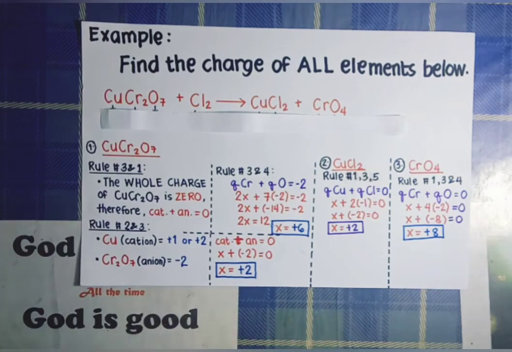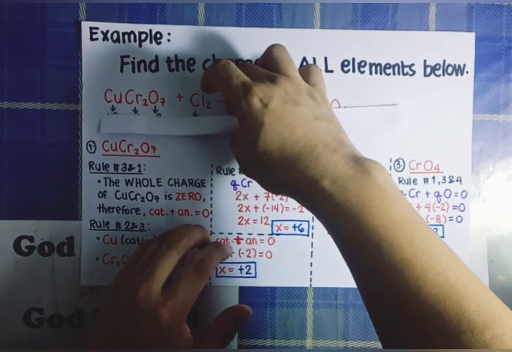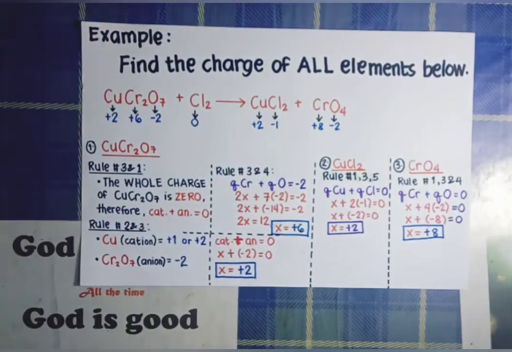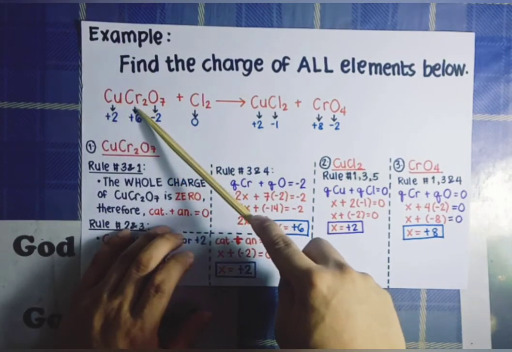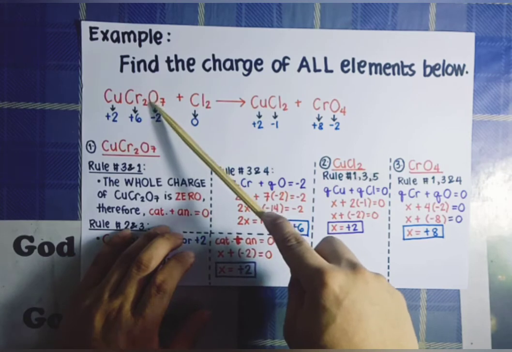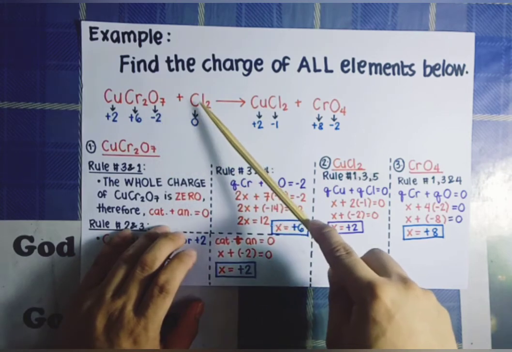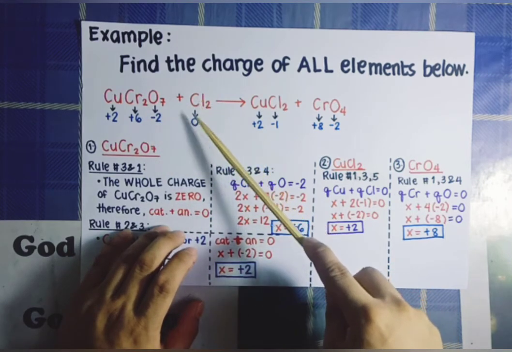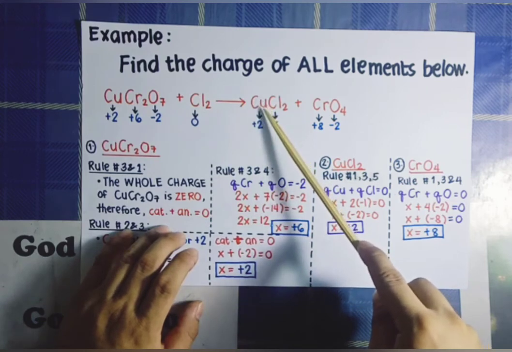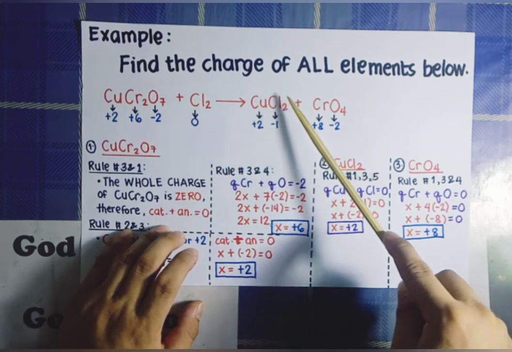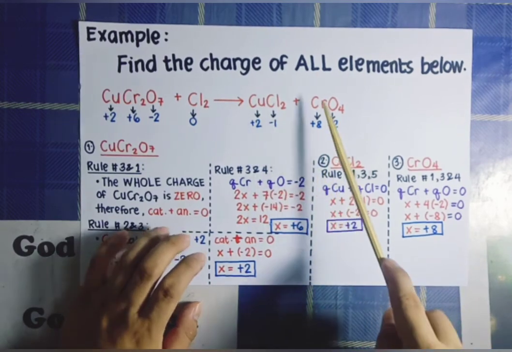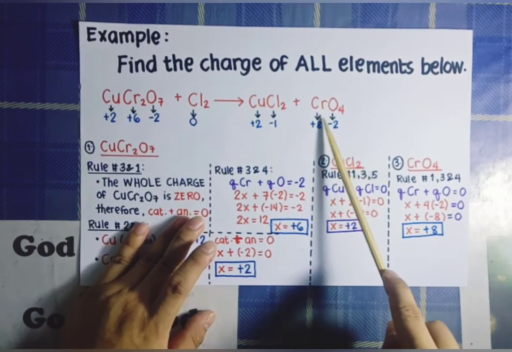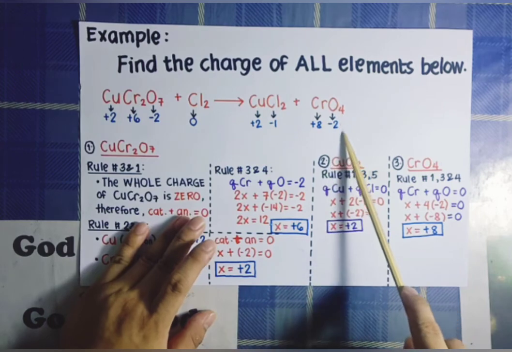Just a summary, the charges of our elements here are these. For copper, we have here +2. For chromium, we have here +6. For oxygen here, we have -2. For chlorine gas, we have here 0. For copper, we have here +2. For chlorine here, or chloride ion, we have here -1. For chromium, we have here +8. And for oxygen, we have here -2.